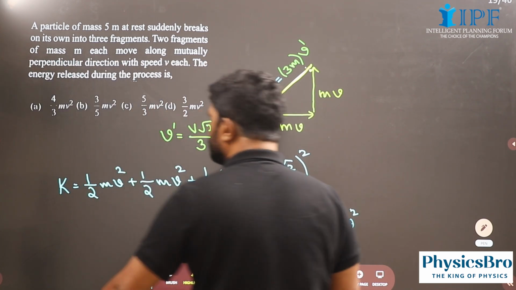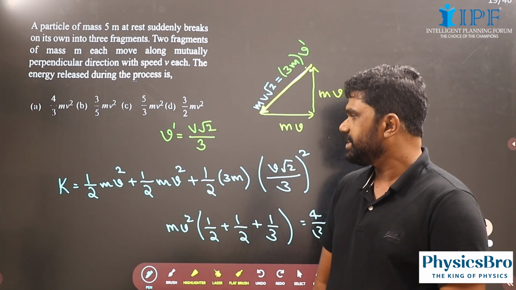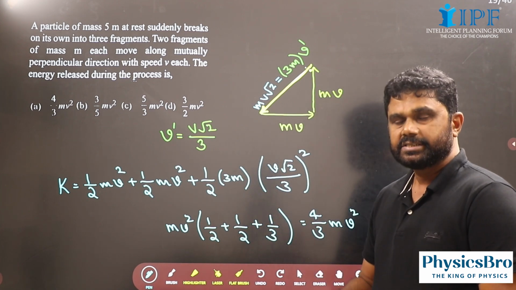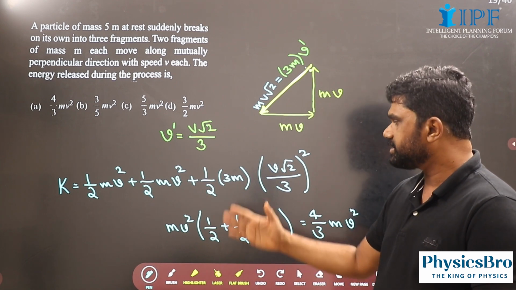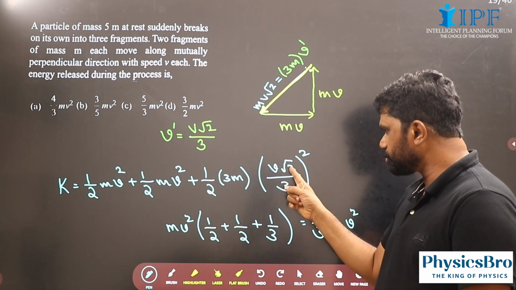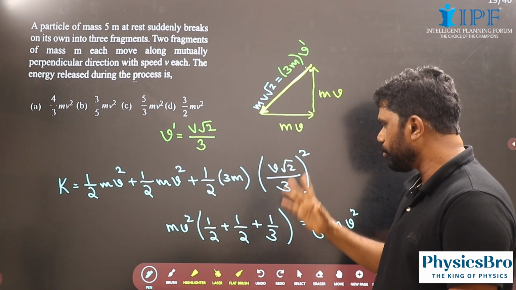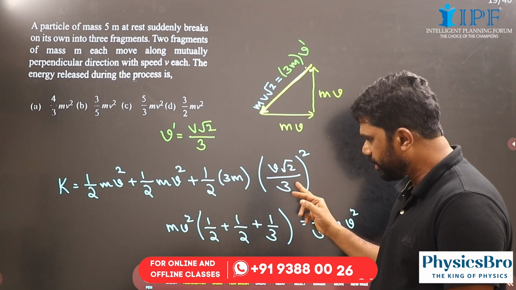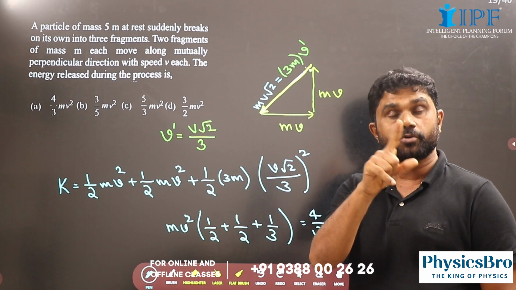Okay, the question is, what is the energy released? Means total kinetic energy of the three fragments. See, the first fragment is of mass m and velocity v, its kinetic energy is half mv square. Second is of mass m and velocity v, again kinetic energy half mv square. Third is half, mass is 3m and velocity v root 2 by 3 whole square. This root 2 square is 2 and this 2 in the denominator can be cancelled. See, then v by 3 whole square will be v square by 3 square, out of this 3 square, one 3 can be cancelled with this 3. So the energy of this part will be mv square by 3.